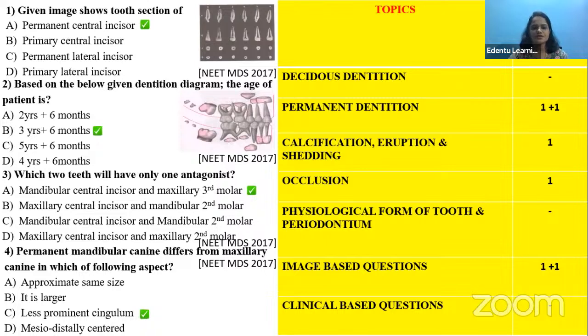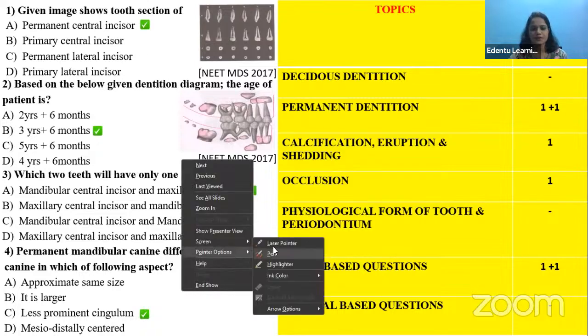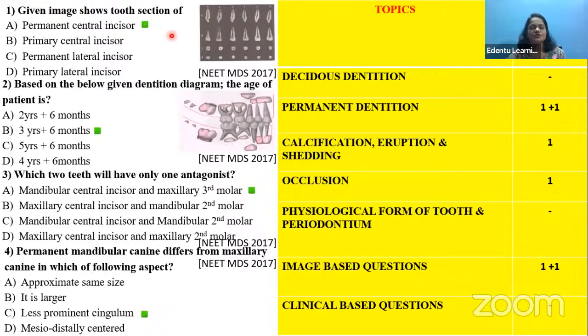So, first question: the given image shows the tooth section of which tooth. The first two questions are image based. A ground section picture is given here, and you are asked to identify the tooth. It belongs to a permanent central incisor, so we can put it under the permanent dentition topic here.